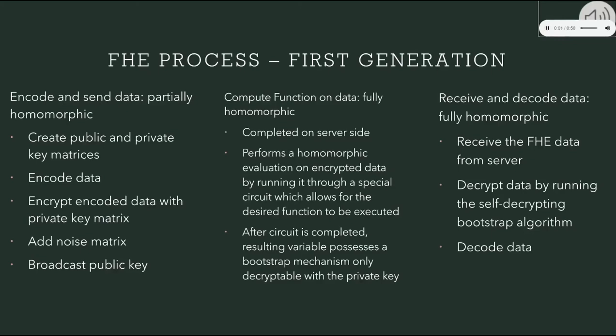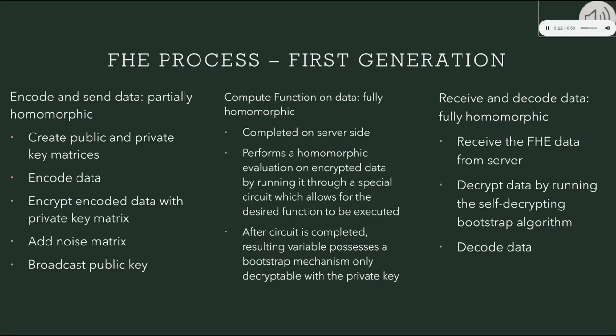On this slide, we can see the protocol process of the first generation FHE broken into 3 different segments. The first segment of the process consists of encoding and sending the data by creating a public and private key, encrypting the encoded data with a private key, adding noise to the encrypted data, and broadcasting the public key. After this initial encryption of the data, the system is considered to be partially homomorphic.